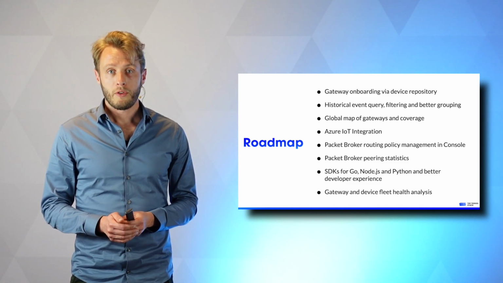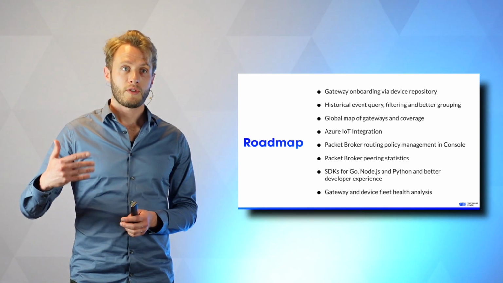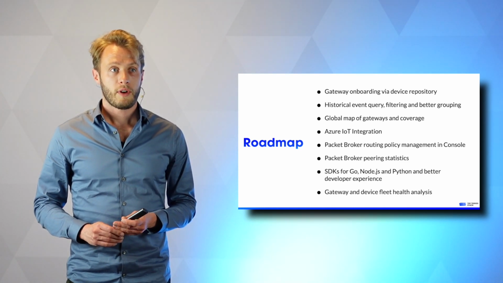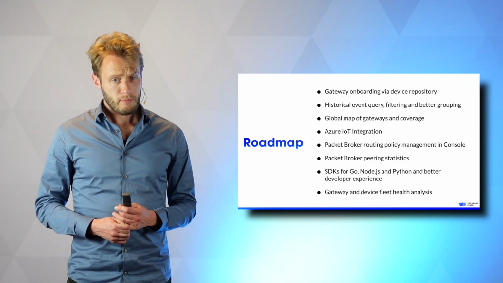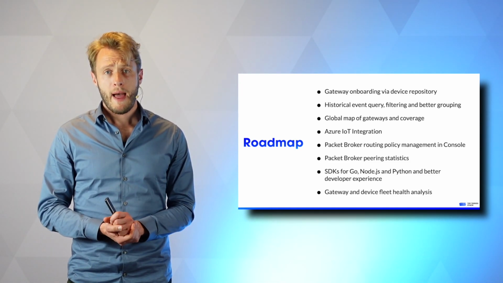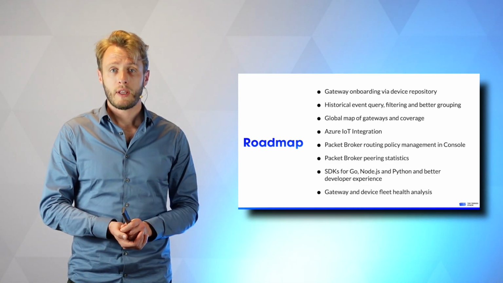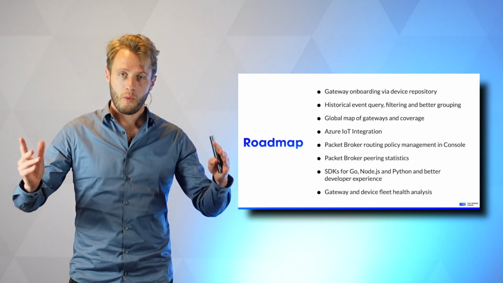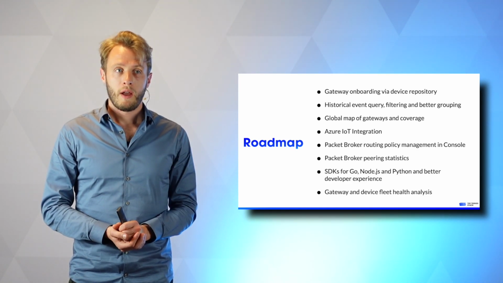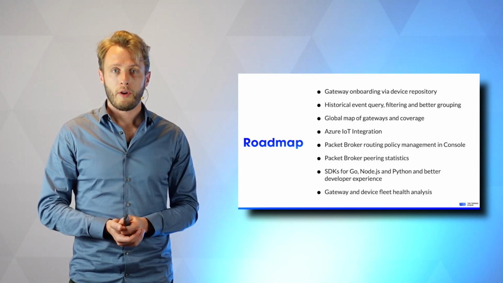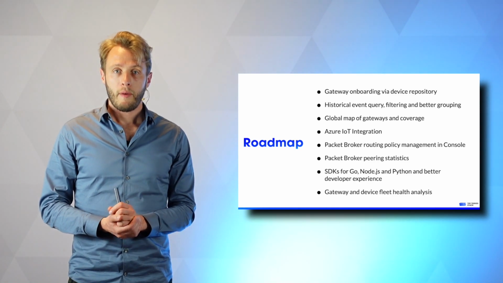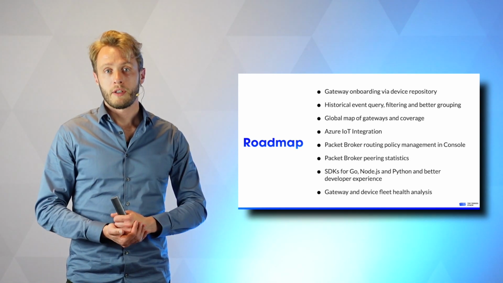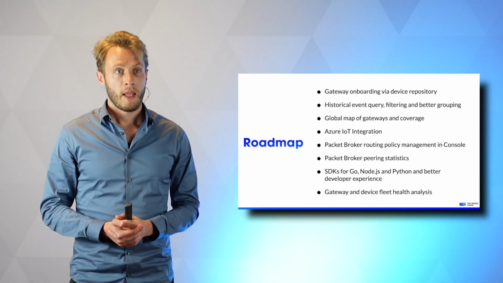So we're going to allow to retrieve historical events, to filter events, to group events in a better and user-friendlier way. We're working on a map, a global map of all the gateways, not only connected to the Things Network, but also to private networks, and to put that in one beautiful global map. Of course, only if you want to share your gateway location on that map. But that's also going to be really useful to find other networks, peering partners to exchange traffic with.